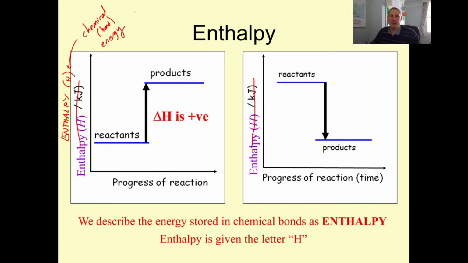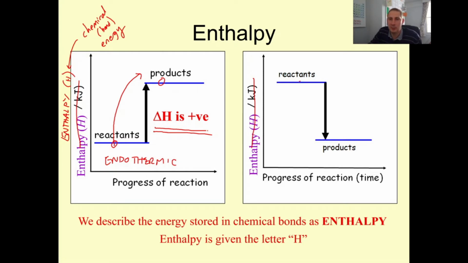So if we are going from a situation where there is low enthalpy to a situation where there is high enthalpy, our value of H has increased. In other words, delta H, the change in bond enthalpy, is positive. And remember, this is an endothermic reaction.